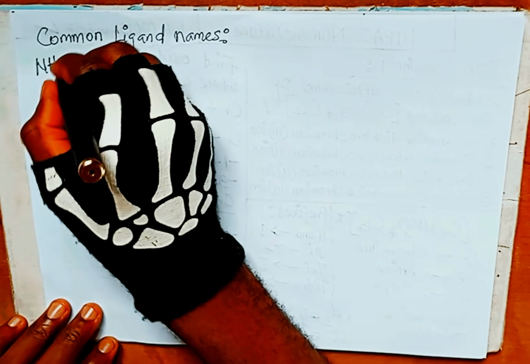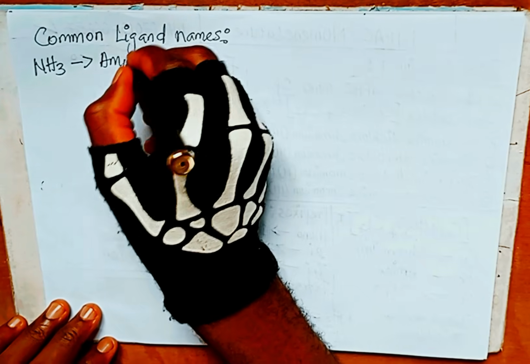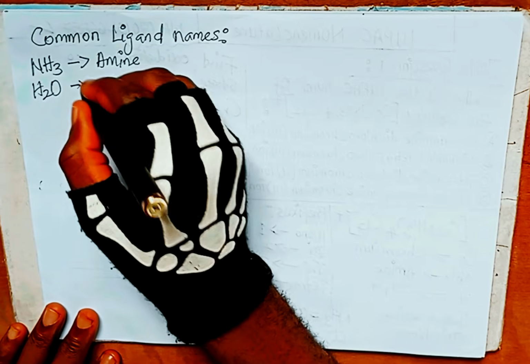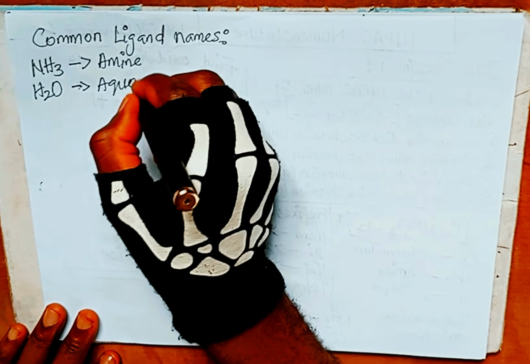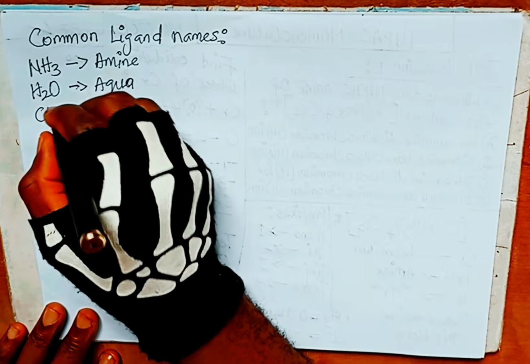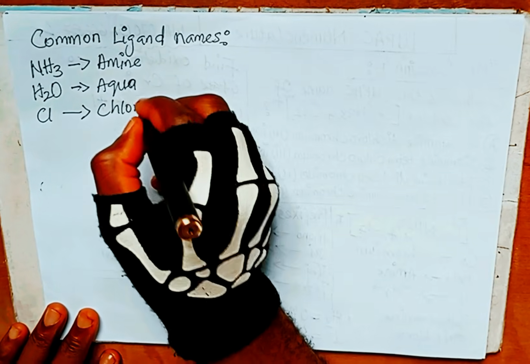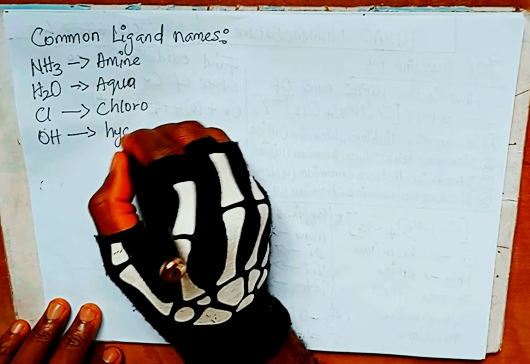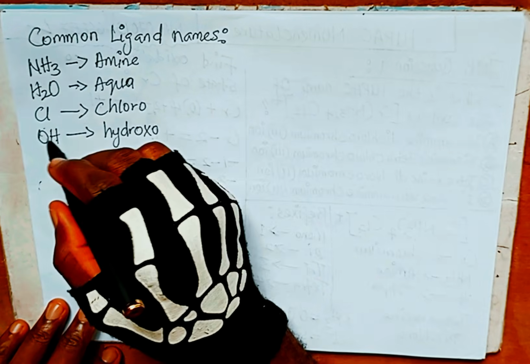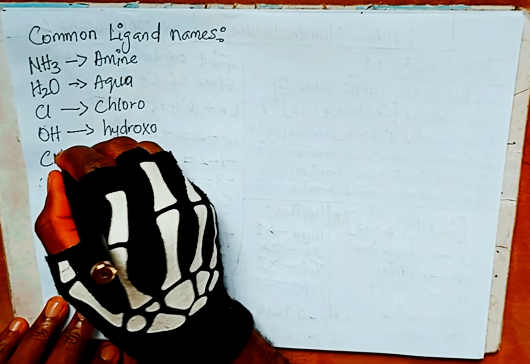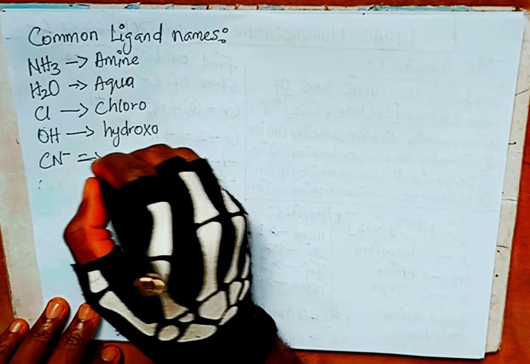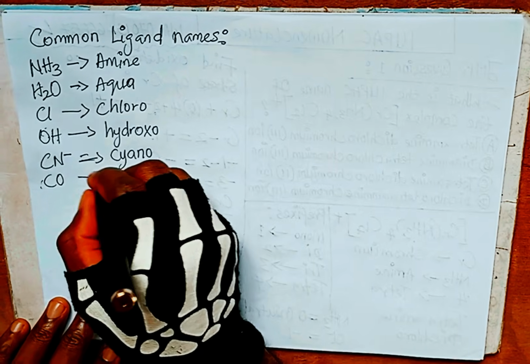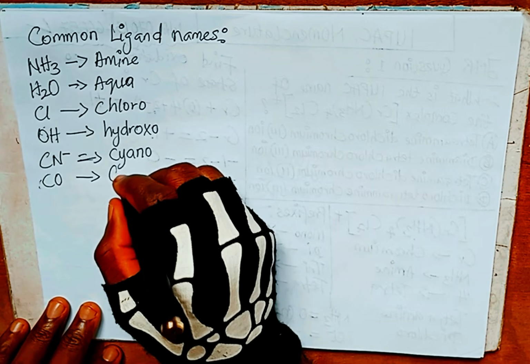NH3 is called ammine. If you see H2O, this one is called aqua, water. If you see Cl, this one is called chloro. If you see OH, this one is called hydroxo. If you see CN negative, this one is known as cyano. If you see CO, this one is known as carbonyl.